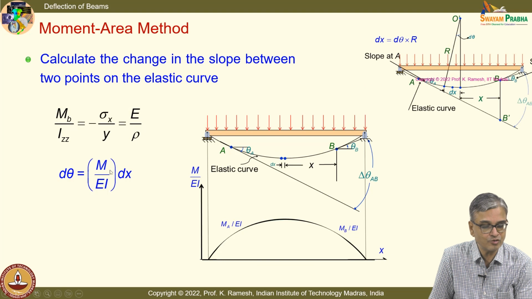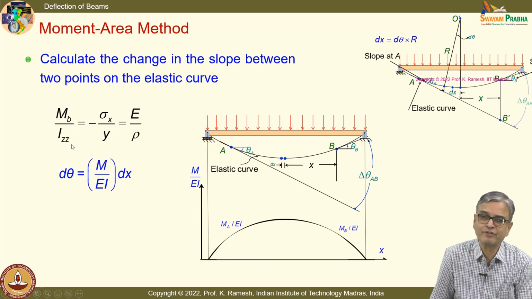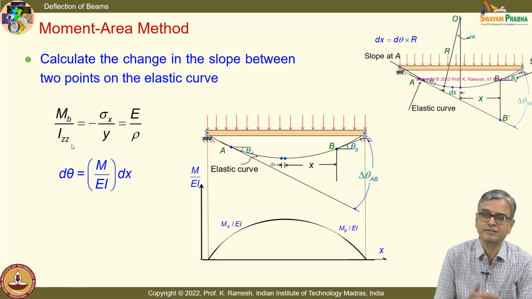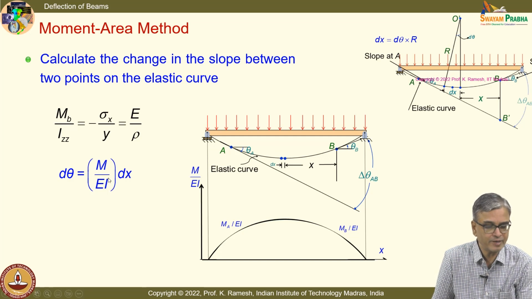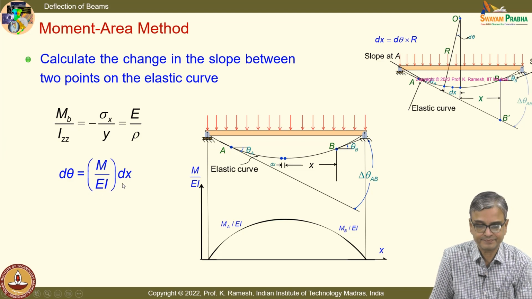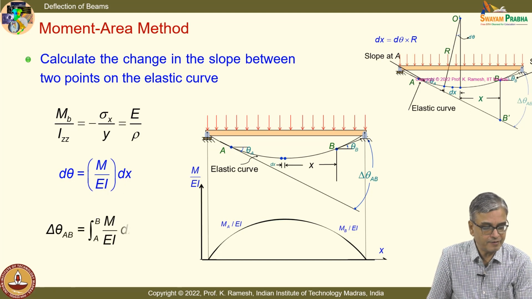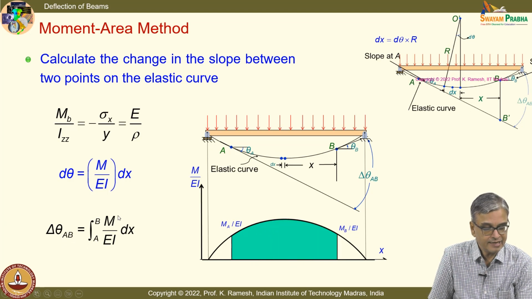So, I can write this rho as EI by M, and to simplify your writing, you are working with axis x along the length of the beam, y is this, z is perpendicular to that. You drop off these two symbols to make your life simple in writing. So, I have d theta equal to M by EI dx. So, when I integrate from A to B, I get delta theta AB equal to the integral of M by EI dx. So, this integration is nothing but the area between the 2 points.